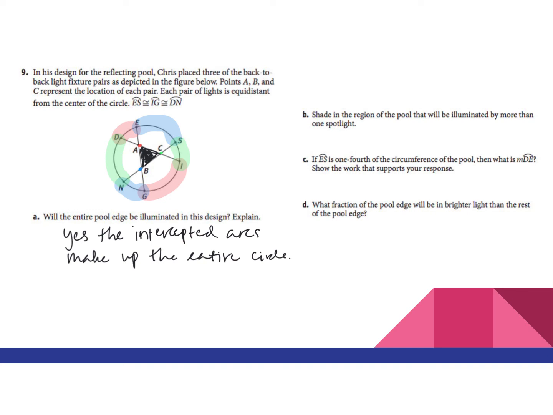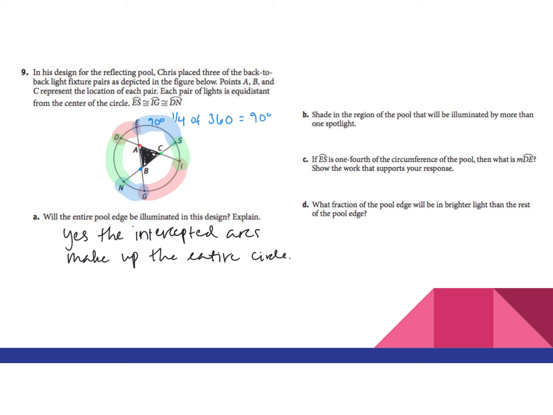All right, part C says, if arc ES, so right here, it's going to be 1/4 of the circumference of the pool, then it's asking us what is the measure of arc DE. So think about this. We want to figure out what is 1/4 of 360. We're really looking at 360 and dividing it by 4 or multiplying it by 1/4. When we do that, we get 90 degrees. So we can see that this arc is 90 degrees right there.